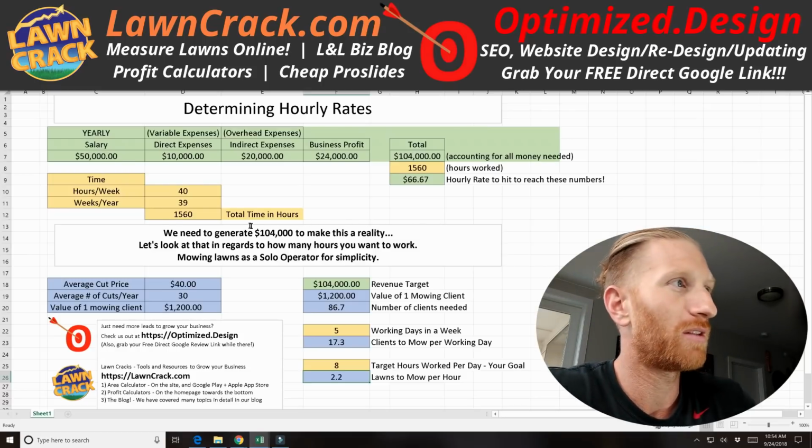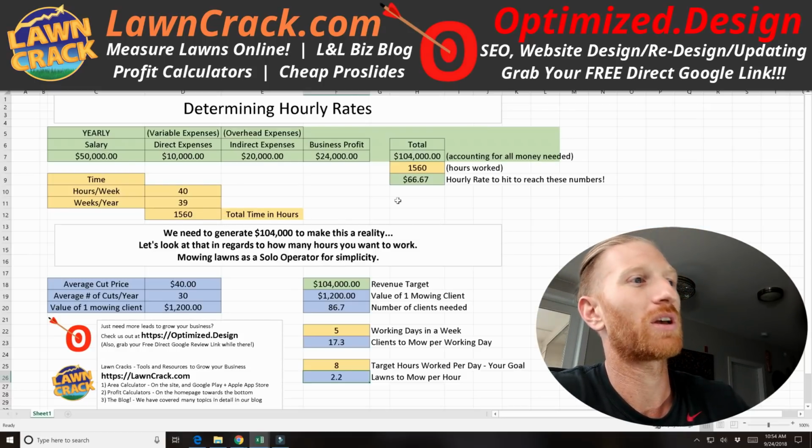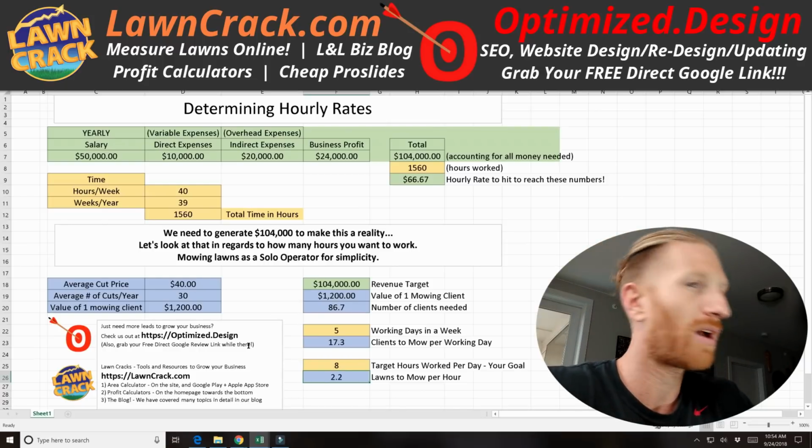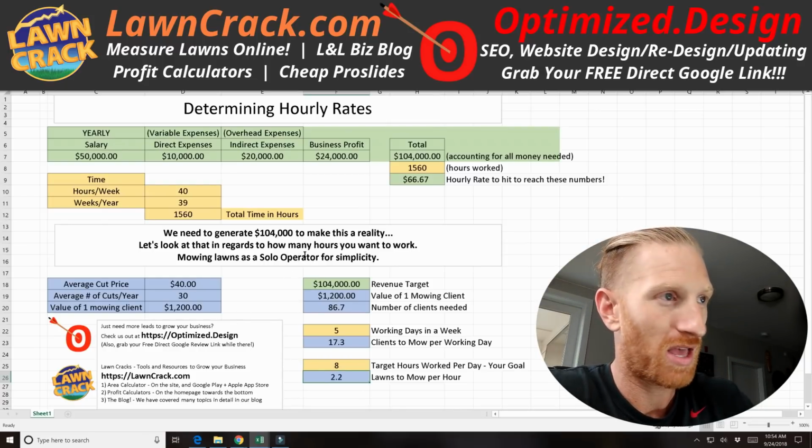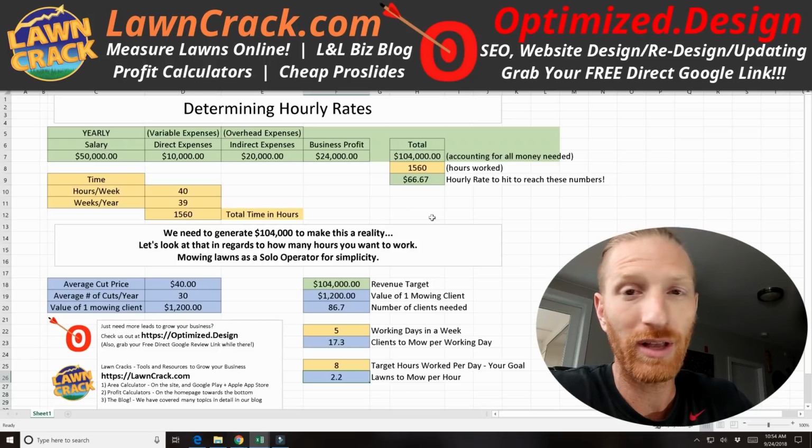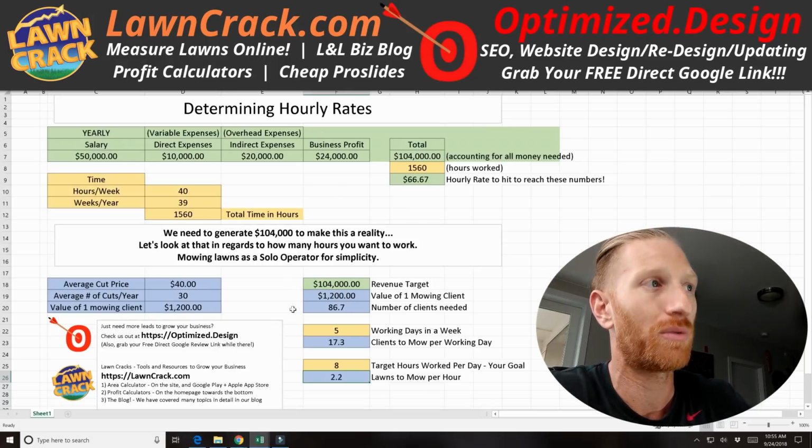But let's take a look at messing with a couple of these numbers. Whenever I build out a spreadsheet like this, the fields are calculating themselves based off the values in the other fields, so we can mess around with these numbers.